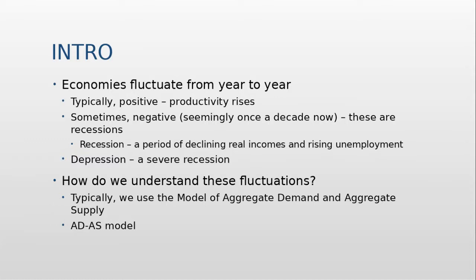And these are recessions. A recession is a period of declining real incomes and rising unemployment. A depression is a severe recession. So when your economy has posted negative growth for 2 or 3 quarters in a row, we typically consider the economy to be entering a full-on recession. And when the recession reaches high levels of unemployment, at this point, we consider it to be a depression. So how do we understand these fluctuations? Well, typically we use the model of aggregate demand and aggregate supply, or the AD-AS model.